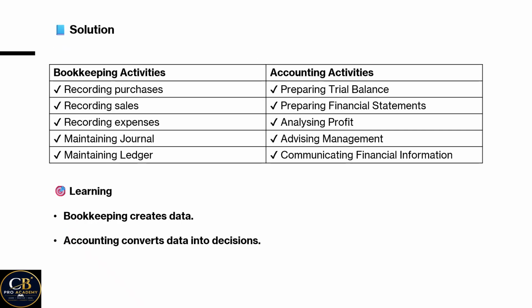So the answer is: bookkeeping activities include recording purchases, recording sales, recording expenses, maintaining the journal, and maintaining the ledger. Accounting activities: preparing the trial balance, preparing financial statements, analyzing profit, advising management, communicating financial information. Okay, so what's the learning? Bookkeeping creates data. Okay, accounting converts data into decisions.